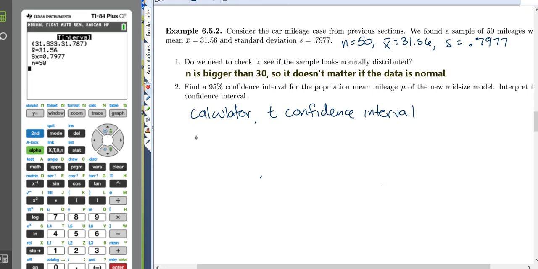And it looks like my interval is 31.333 to 31.787. So that's a pretty precise narrow interval. We're pretty sure it's 31 something there, aren't we?